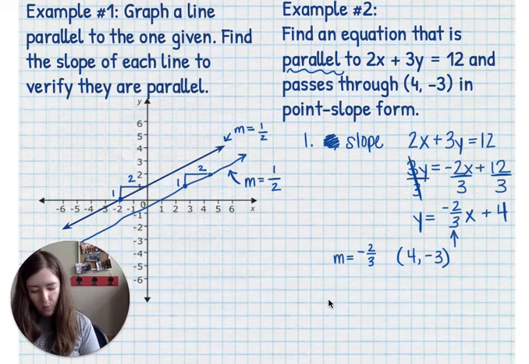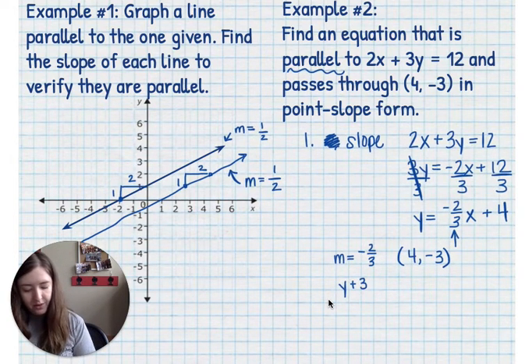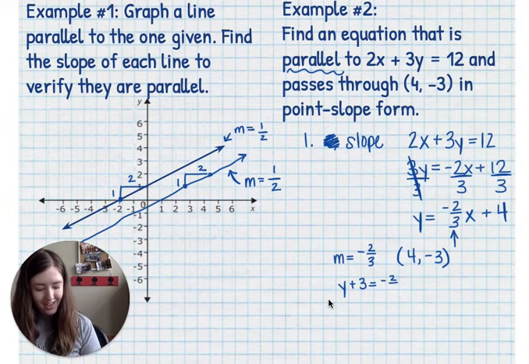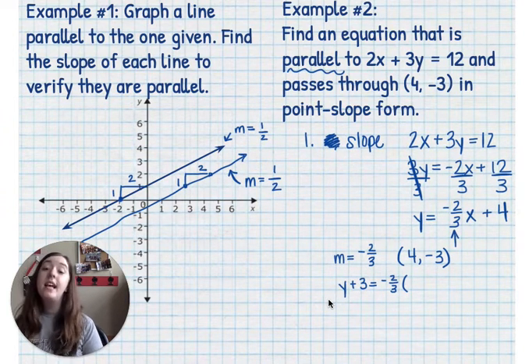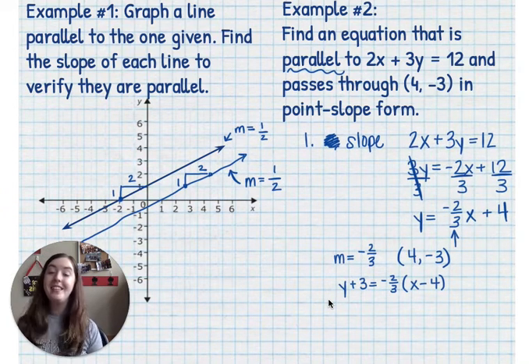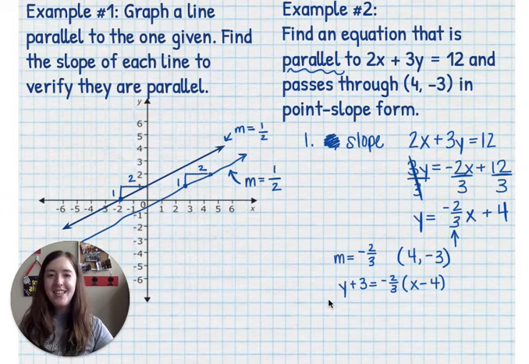So we're going to have y - y1. So y minus -3 is y + 3, equals, then we need our slope, -2/3, times x - x1, so x - 4. And then we'll be able to leave it just like that. Okay, go ahead and solve the next one.